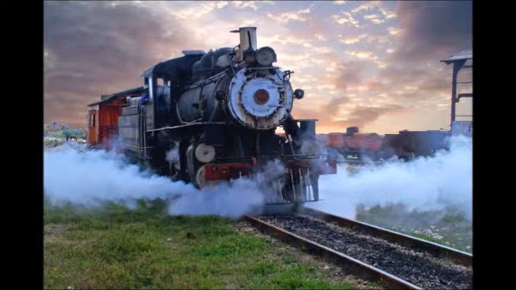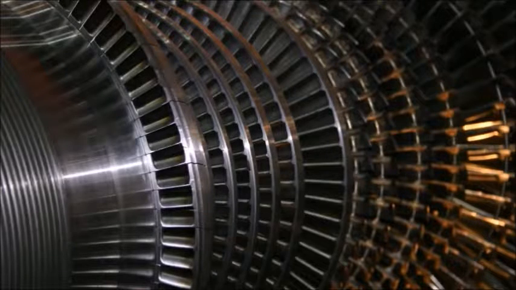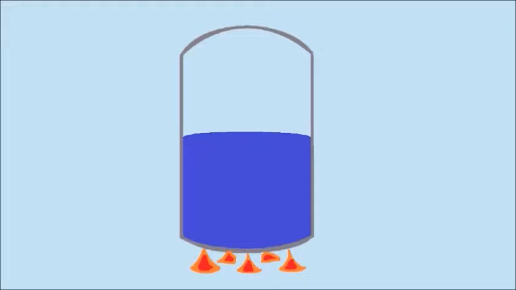Steam engines were used to power locomotives during the Industrial Revolution. However, modern steam engines, which power steam turbines in power plants, are a bit more sophisticated. First, we start with a boiler. To get the water in this boiler boiling, we apply a heat source.